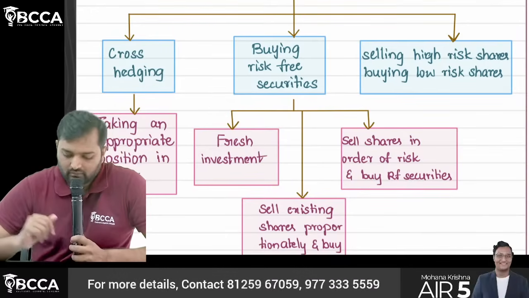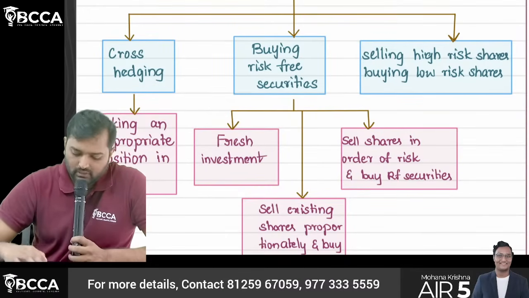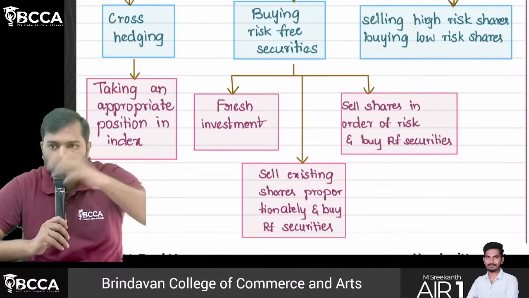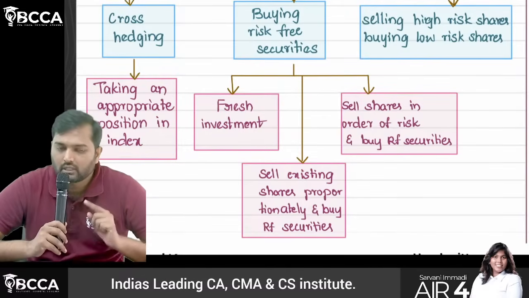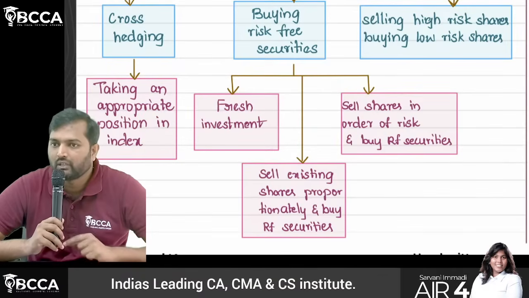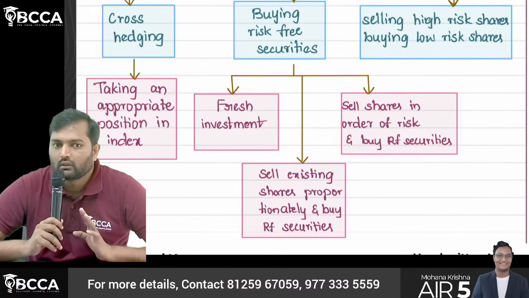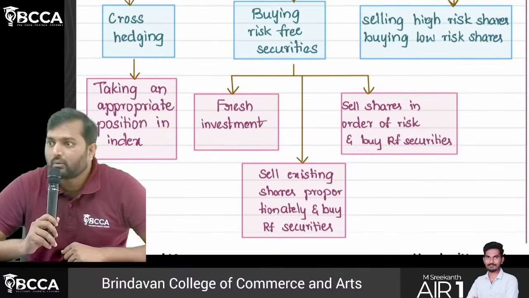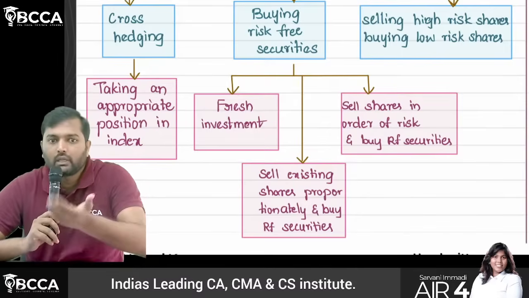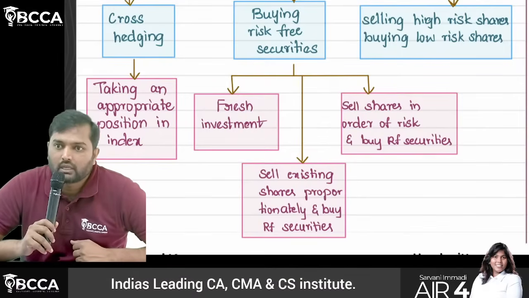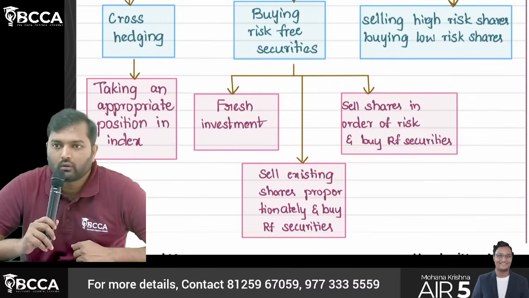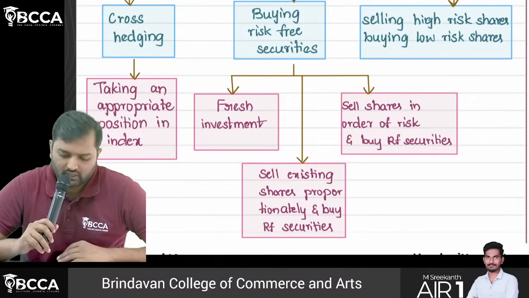Second, without making a fresh investment, sell the existing shares proportionately and buy risk-free security. This was tested in June 2025, Main question number 7. You buy risk-free securities by selling the existing shares proportionately and buying risk-free securities. That is how we can reduce the overall portfolio beta. When you see the questions, you will understand the concept.